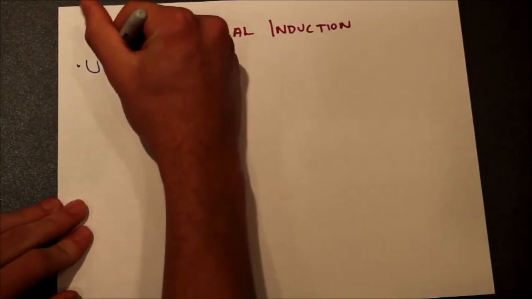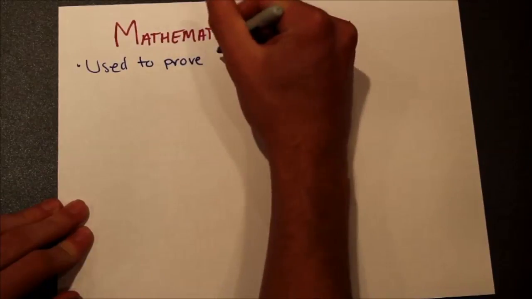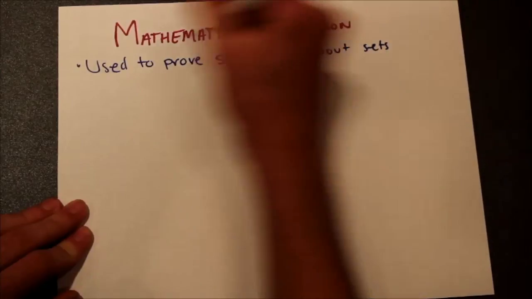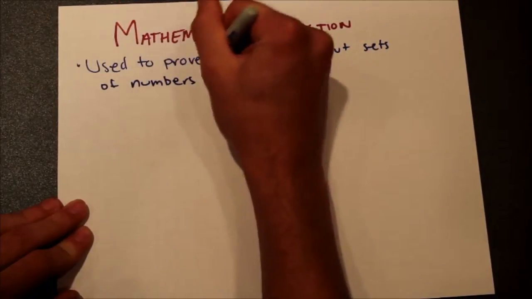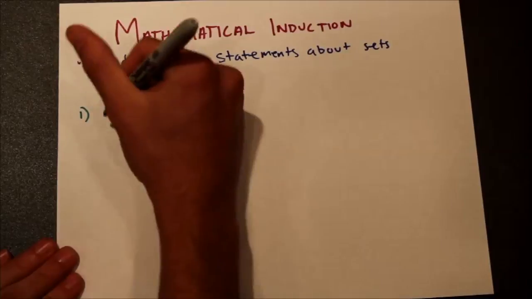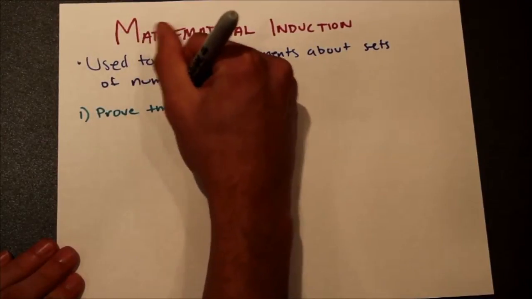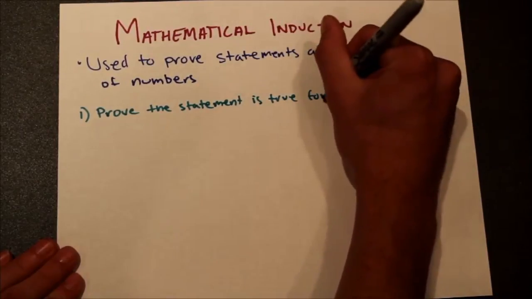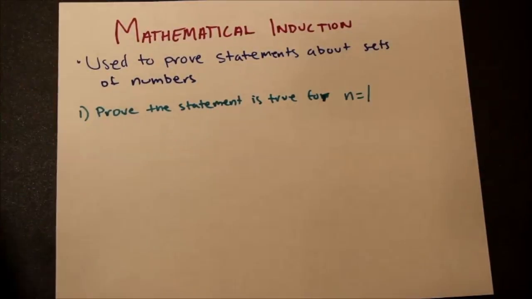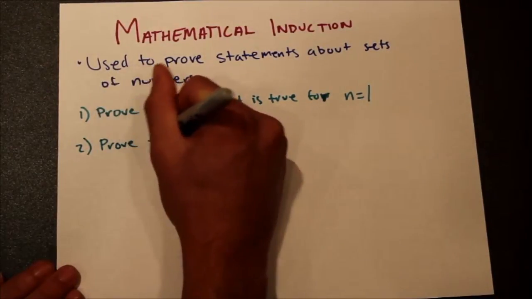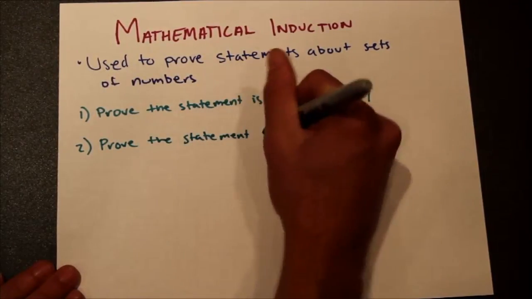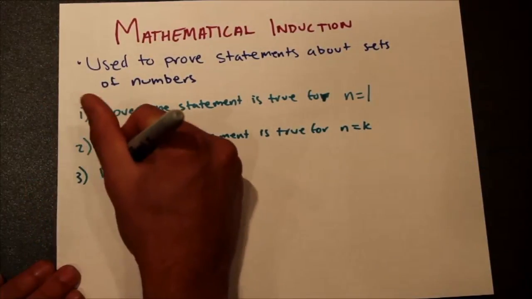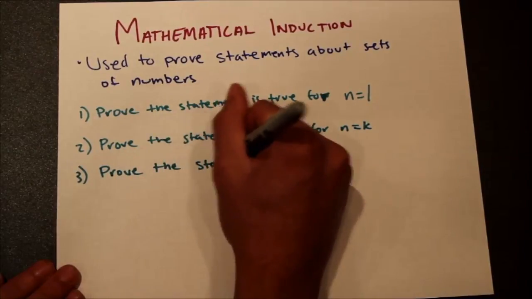Mathematical induction. Mathematical induction is used to prove statements about sets of numbers. There are 3 parts to mathematical induction. The first part is to prove that the statement is true for n equals 1. The second step is to prove that the statement is true for n equals k. The third step is to prove that the statement is true for n equals k plus 1.